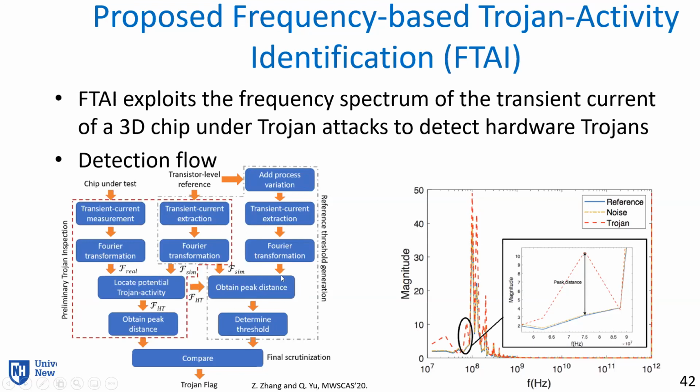And we also will add the noise on top of process variation noise to the transistor level reference. Then we'll do a comparison using a metric called the peak distance. If you see on the right side, the peak distance we define as the abnormal frequency spectrum. We noticed that on one side of the spectrum, this distance will be a metric to indicate whether there's a Trojan in the circuit or not.